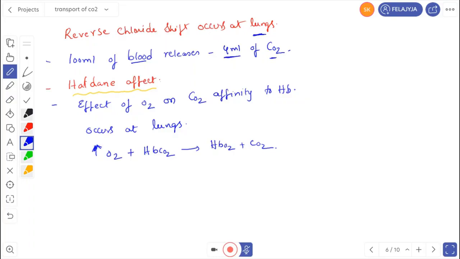Okay. Next one is the Haldane effect. It is the effect of oxygen on carbon dioxide affinity to hemoglobin. Generally if the partial pressure of oxygen is more, then definitely the hemoglobin releases carbon dioxide and combines with oxygen to form oxyhemoglobin. So generally the Haldane effect occurs at the lungs. Very important point, this one also.